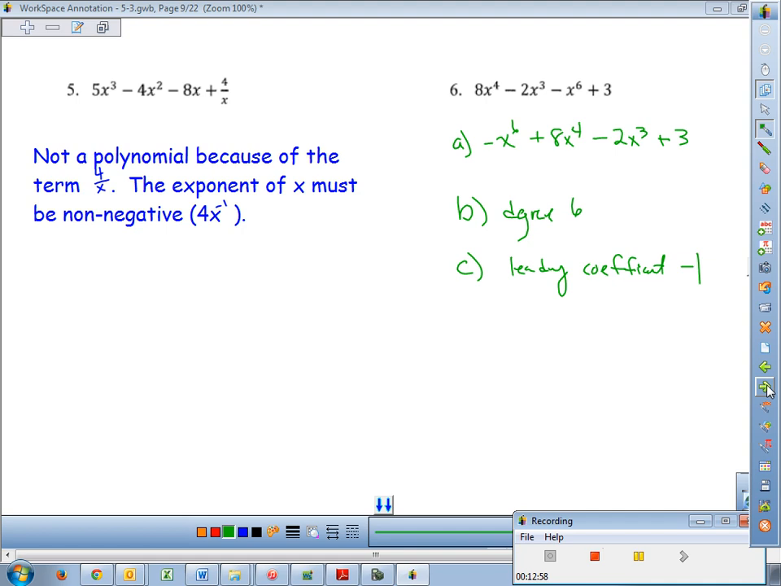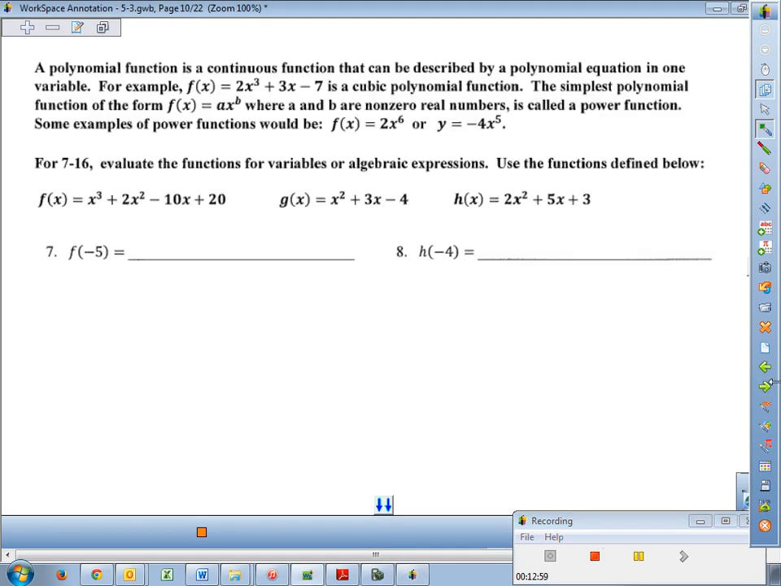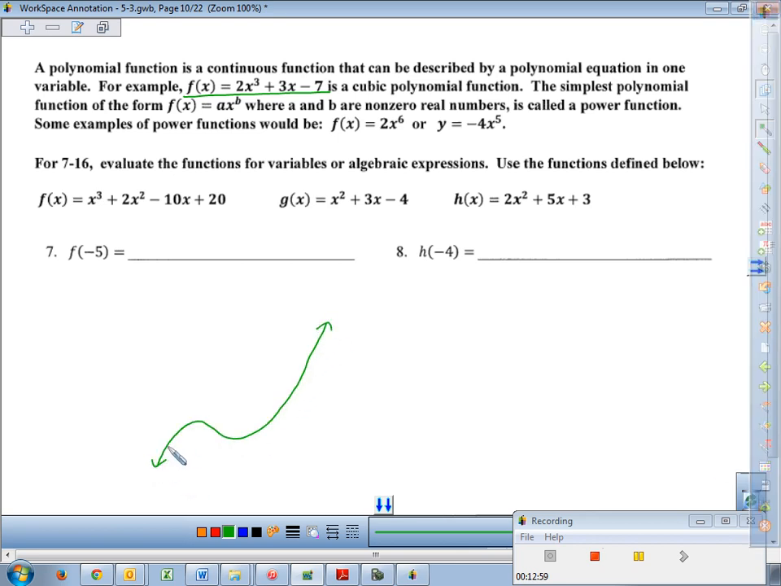Next, fun with Euler's form. A polynomial function is a continuous function that is described by a polynomial equation in one variable. For example, this. Continuous means if you graphed it, like you'd get some cool shape or whatever, if you was to trace that with your pencil, you would never have to pick up your pencil.